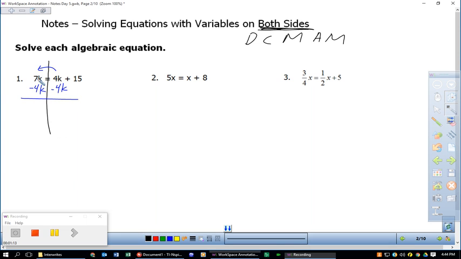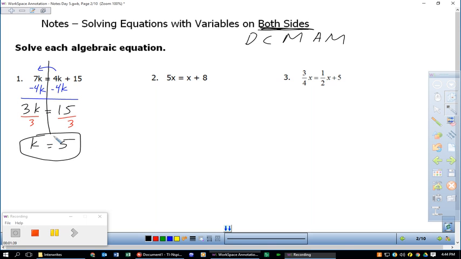I get combining like terms right here because it's over here now, but it's negative. So 7 minus 4 is 3k. Bringing this down, we just get 15. Now that's an equation I know I can solve. That's really what I'm trying to do. I'm trying to get it where I only have one term of the variable in it. Now dividing by 3, we get k equals 5.